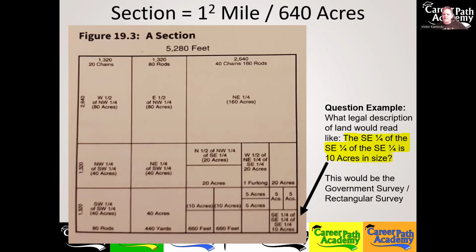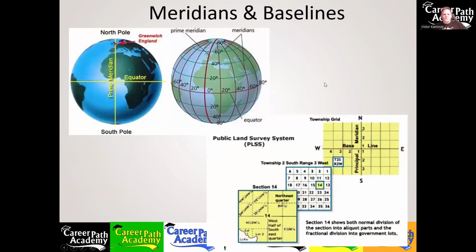The metes and bounds system is the one that they used in Europe and other countries, and they used it when they started measurement here for the 13 original states. Basically, the government survey, or rectangular survey, uses principal meridians and baselines that are separated by degrees of latitude and longitude, those invisible lines on the globe, to locate these areas of land called townships. Within the township is a section, and that section further gets broken down.